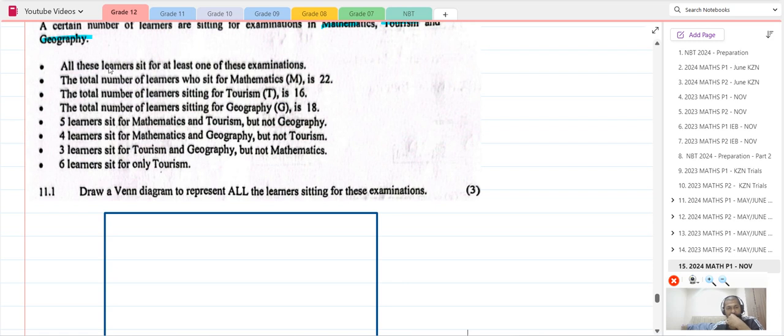All these learners sit for at least one of these examinations. The total number of learners who sit for mathematics is 22. The total number of learners sitting for tourism is 6. 5 learners sit for mathematics and tourism but not geography. 4 learners. 6 learners sit only for tourism.